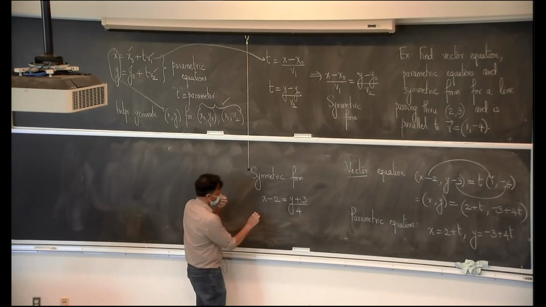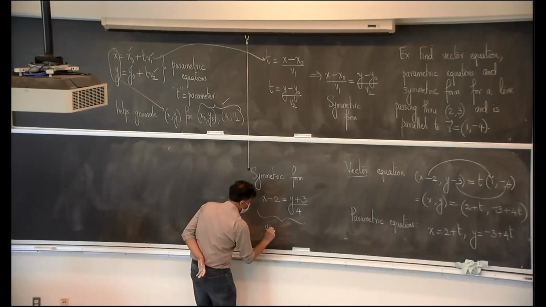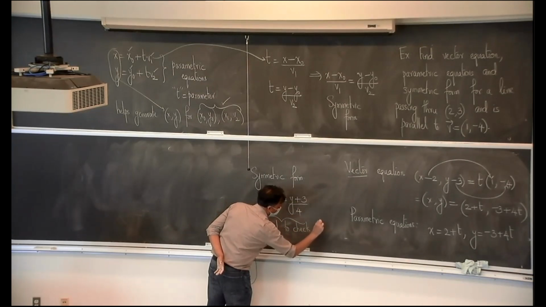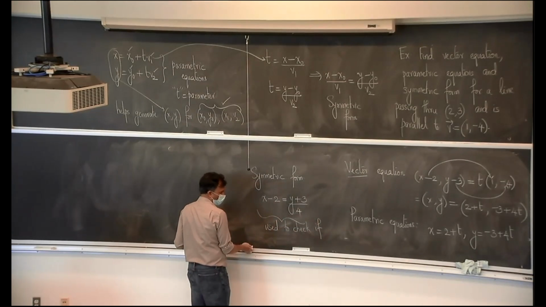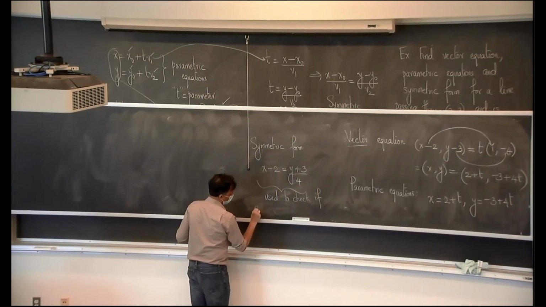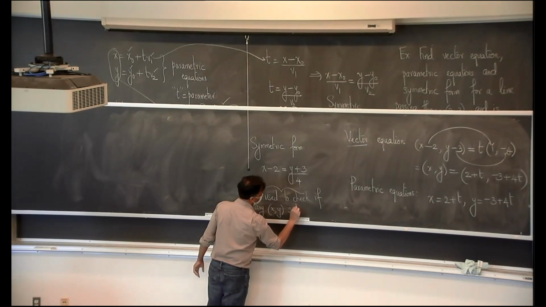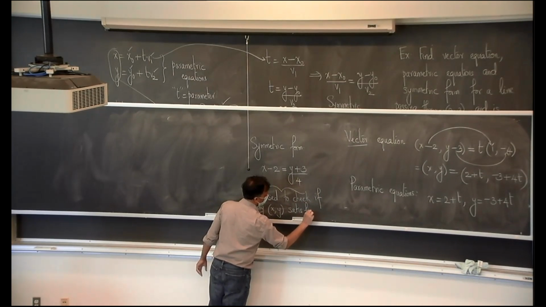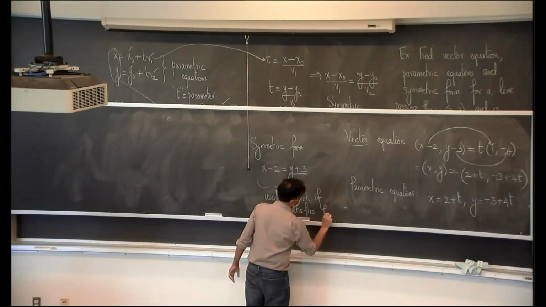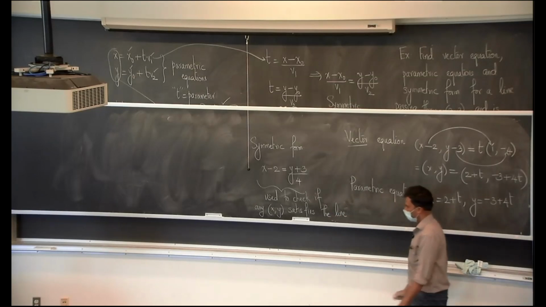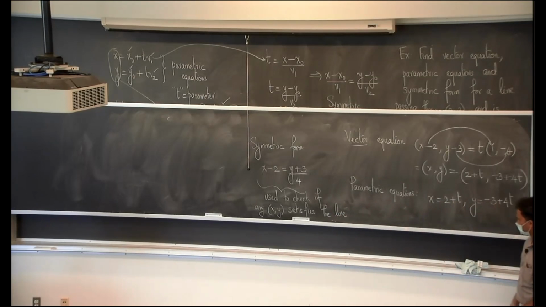So this can be used to check if any arbitrary point is on the straight line. In particular, if somebody wants to know, is 0, 0 on the straight line? The answer is no, because you cannot have negative 2 equal to 3/4.